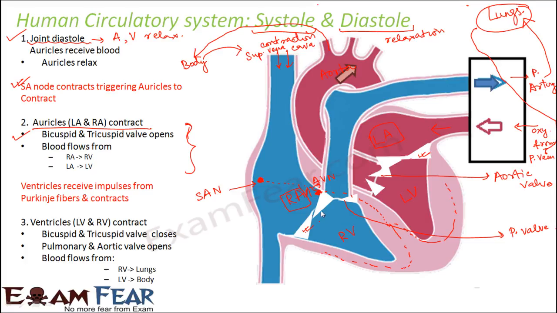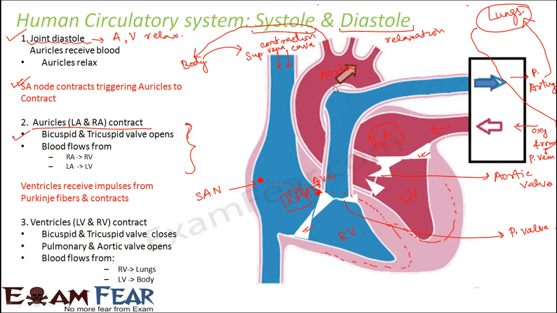After this, what will happen is these valves will get closed, that is the bicuspid and tricuspid. But since the signal or the electrical impulses have now reached through the Purkinje fibers to the ventricles, they will contract. So both right ventricle and left ventricle will contract. As a result, the pulmonary valve and the aortic valve will open, and therefore the blood will flow from right ventricle to the pulmonary artery and from left ventricle to the aorta. Right? So this is the third step.